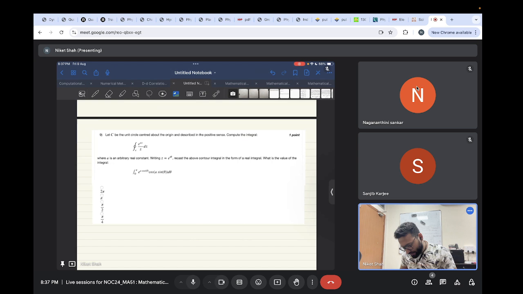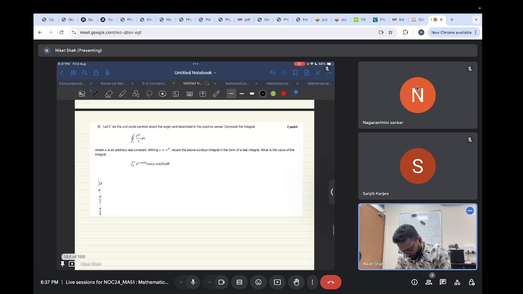So let's solve this. Directly by using Cauchy's theorem, we know that the integral of e raised to the power az divided by z dz over the contour C, where a is real.